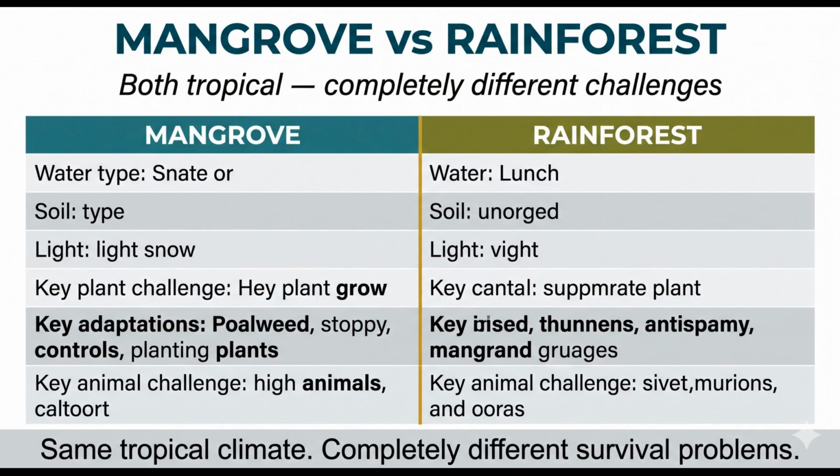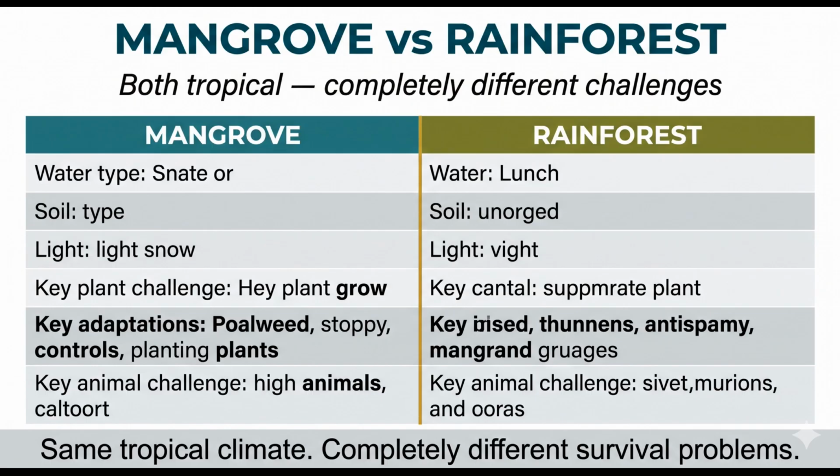Rainforest plants fight for light in a crowded, multi-layered forest. They fight for nutrients in thin, leached soil. Their adaptations, drip tips, buttress roots, large leaves, epiphytes, are all responses to light competition and nutrient scarcity. Mangrove plants fight salt, tidal flooding, anaerobic soil, and unstable mud. Their adaptations, prop roots, pneumatophores, salt filtration, salt excretion, vivipary, are all responses to these water and salt challenges.